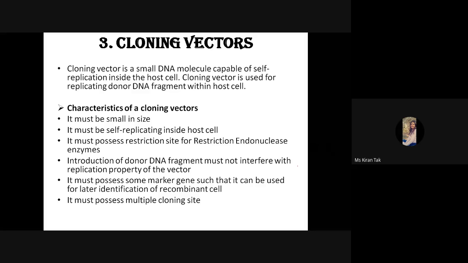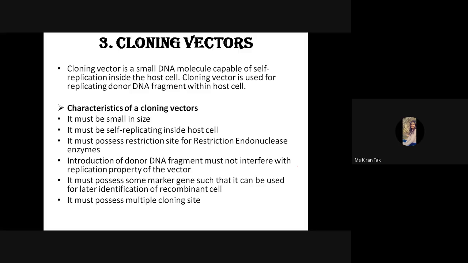The next is the cloning vector. When we insert our gene of interest into the vector, it will form the recombinant DNA molecule. Now how will the cloning occur? For the cloning purpose, we will transfer it into the host organism. So what are the characteristics of the vector that we use for the cloning purpose?